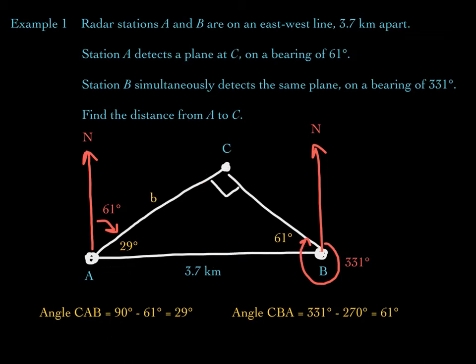Or I could use this angle and say sine of 61 degrees would be opposite over hypotenuse. Either way will yield the correct answer. Let's go ahead and go with the first option, cosine of 29 degrees.